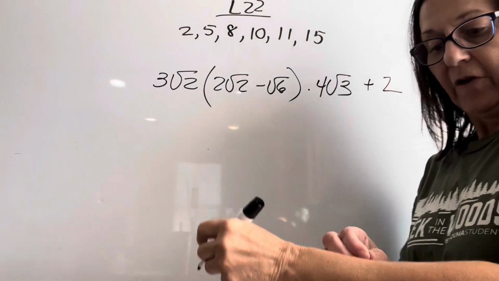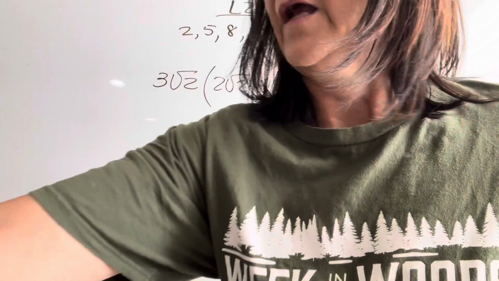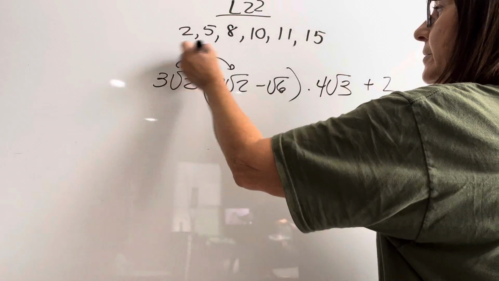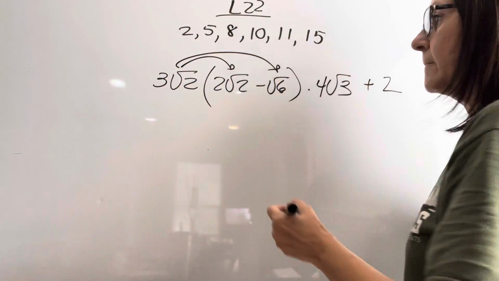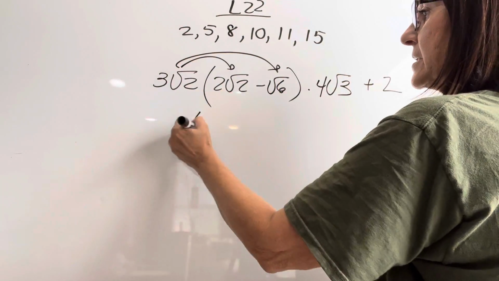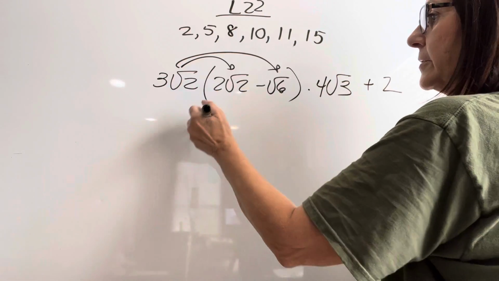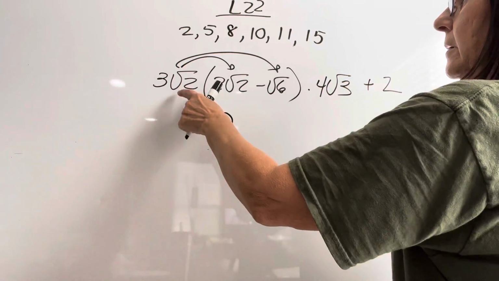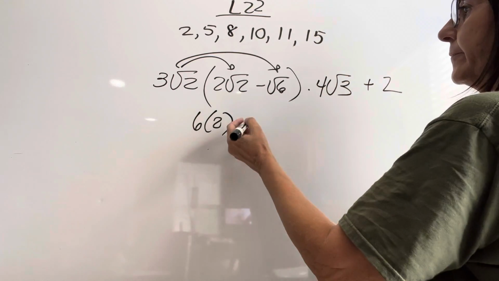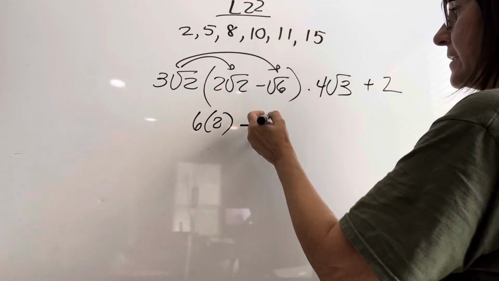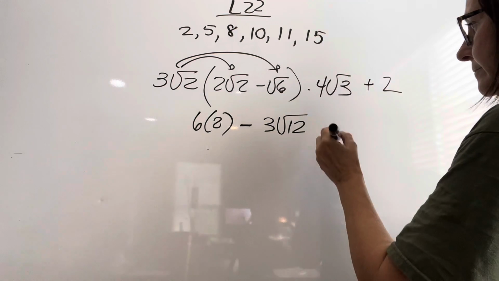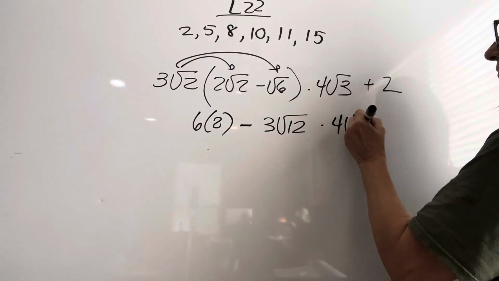All right, we have to follow our order of operations. I'm going to begin by eliminating the parentheses, so I'm going to distribute. So it's 3 times 2, which is 6. Square root of 2 times square root of 2 is 2, so that's multiplied. It's going to be 12. I multiply 3 square root of 2 times square root of 6, that just becomes 3 square root of 12 times 4 square root of 3.